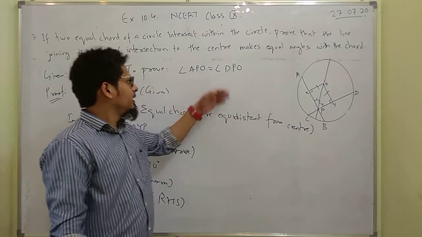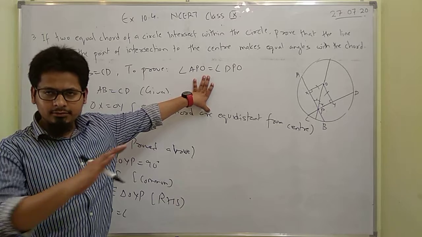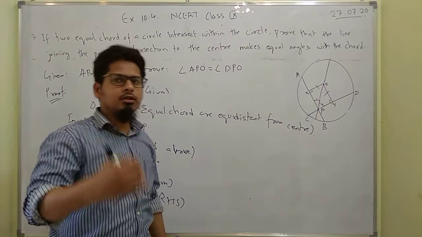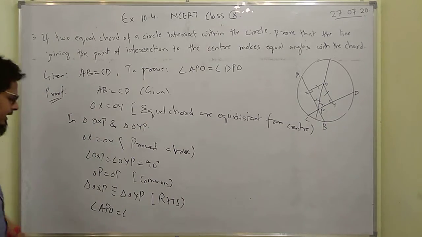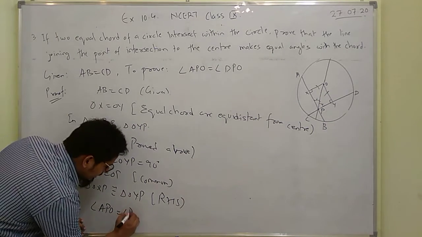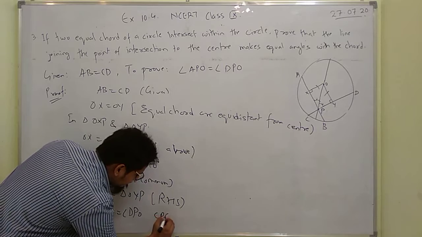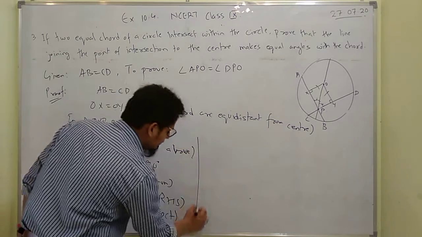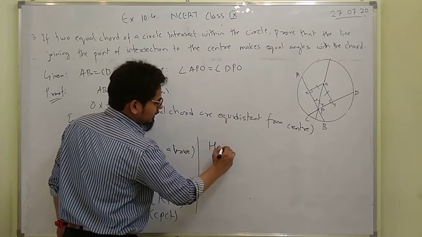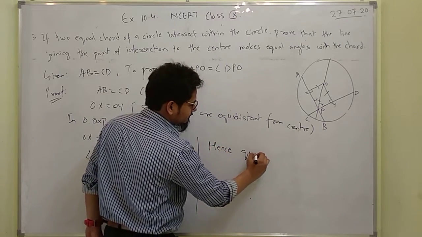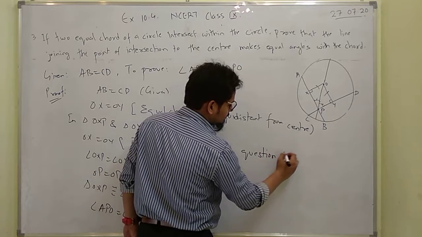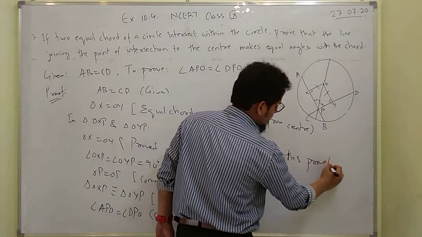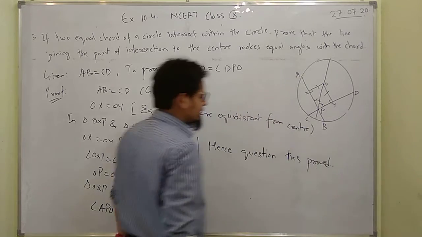It does not mean that what I wrote is the only appropriate one. There is no such appropriate case here. You just have to mention the angle, right? So you write angle APO is equal to angle DPO. This is by CPCT, right? After this, write: hence the question is proved. This was the question to prove. Okay, class, clear?